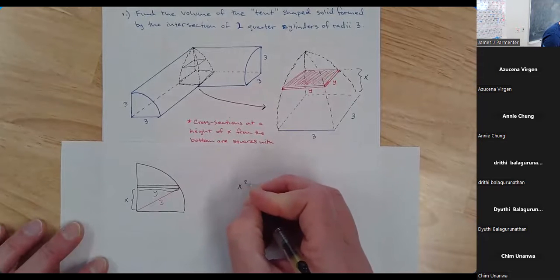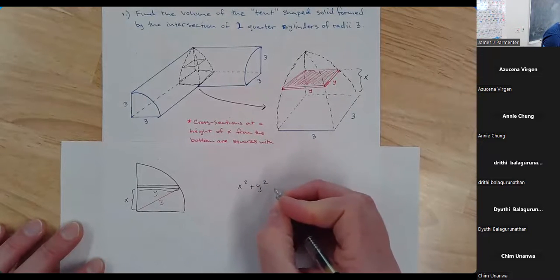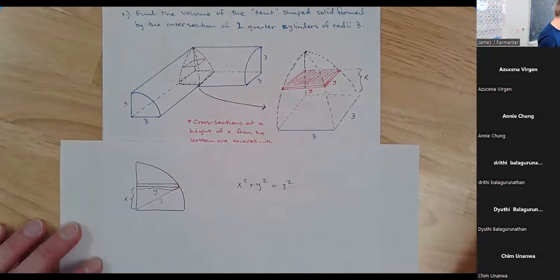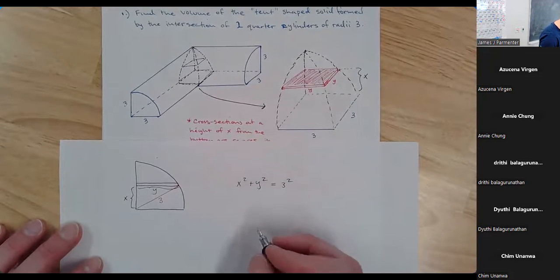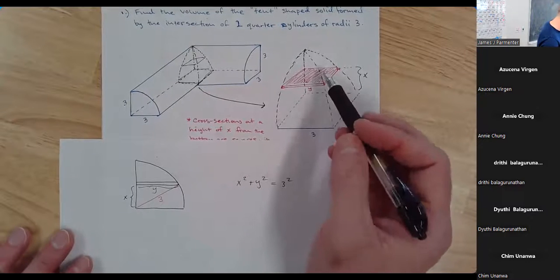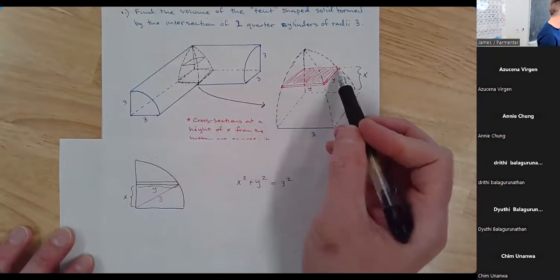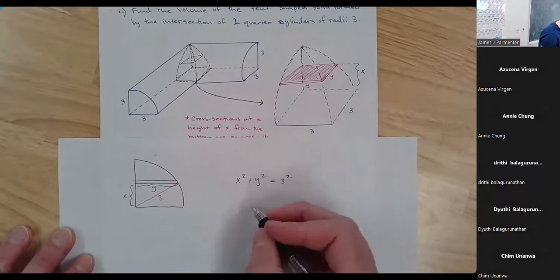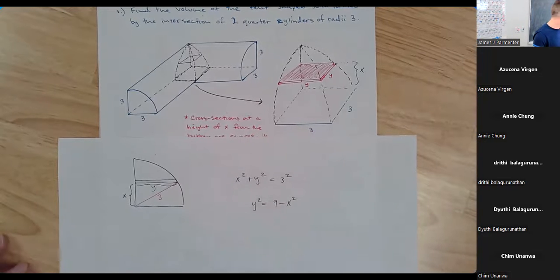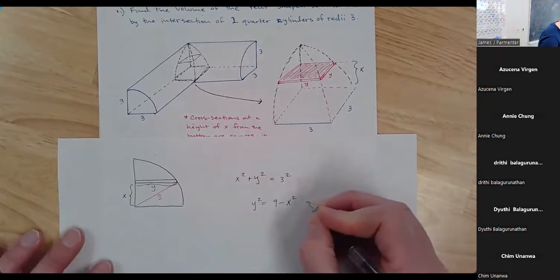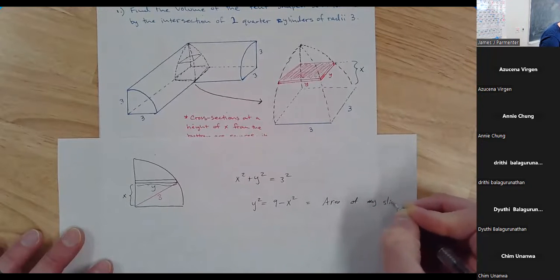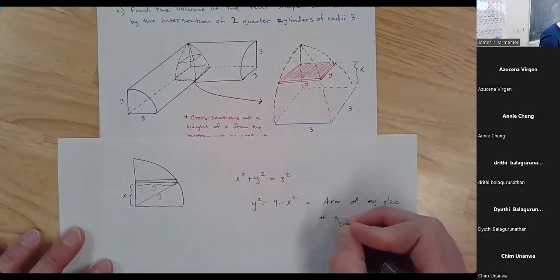I can say that x squared plus y squared has got to equal 3 squared. Some Pythagorean theorem. And if I solve for y, actually, I don't even want to solve for y. I could solve for y. But since I know I'm going to find the area of the shape, which is y times y, I'm going to not do all the work I don't need to do and just say that y squared is equal to 9 minus x squared. And that is the area of my slice at a height of x.